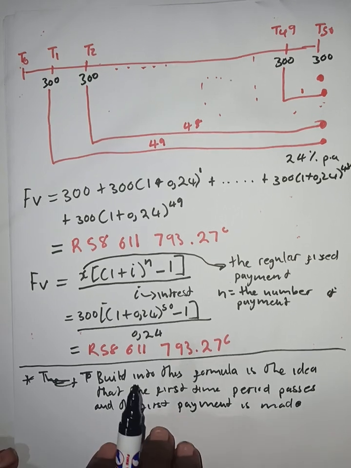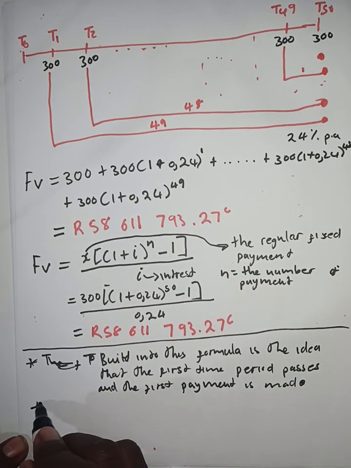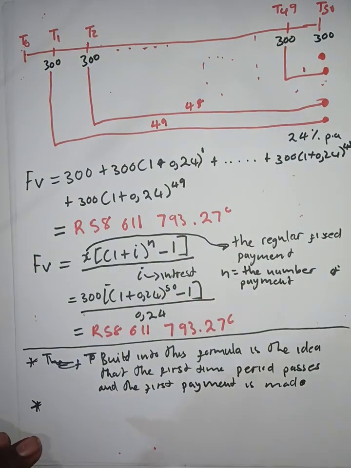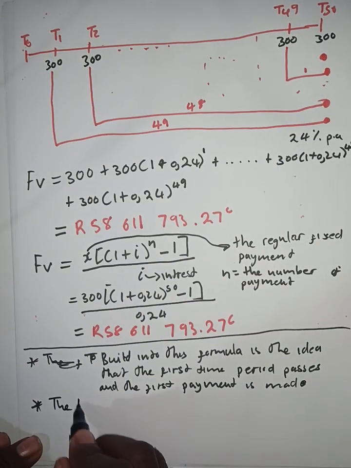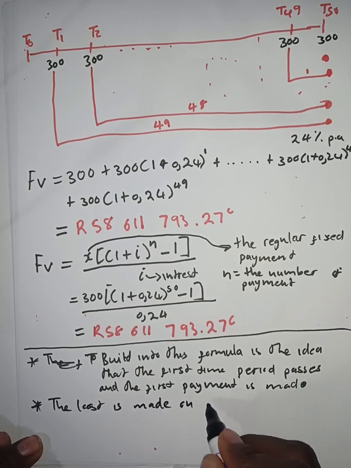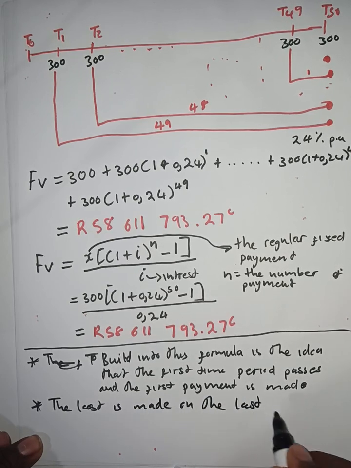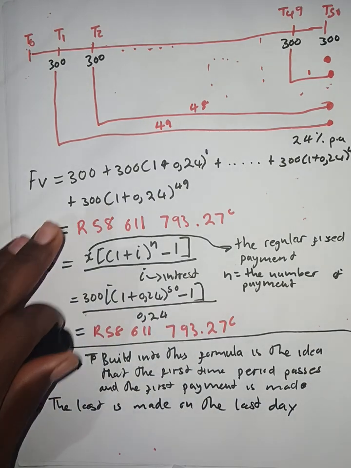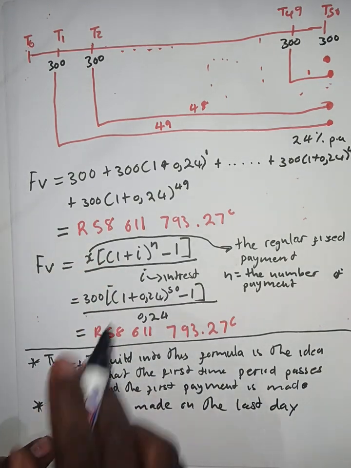And also the other thing that you need to note is that the last payment is made on the last day of your investment plan. So the last payment is made on the last day. So that's what's built into this formula. What's built into this formula is these two ideas.